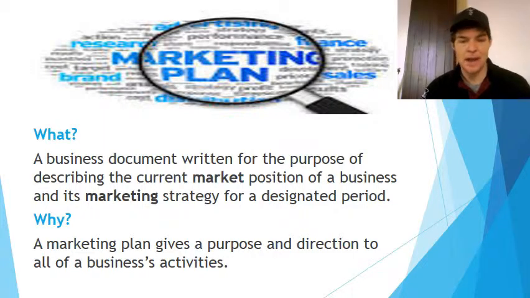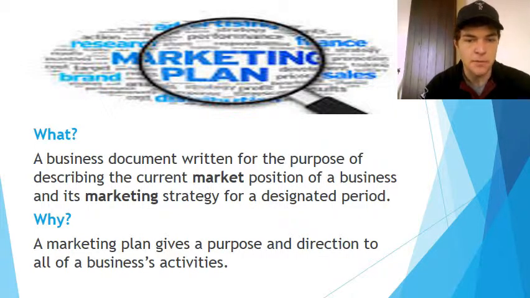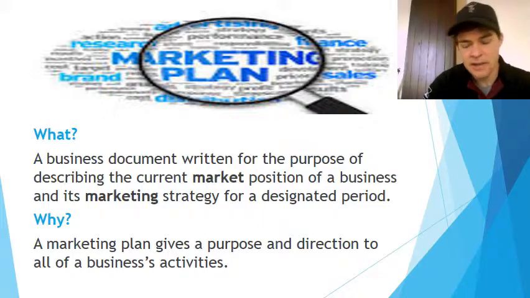So the marketing plan, what exactly is it? An easy definition: it's a business document written for the purpose of describing the current market position of a business, and then its marketing strategies for the designated period. The period could be 1 to 2 years, 2 to 5 years, 5 to 10 years, whatever it is. It's basically a document describing where you are now, where you want to be, and what strategy you're going to take to get there.